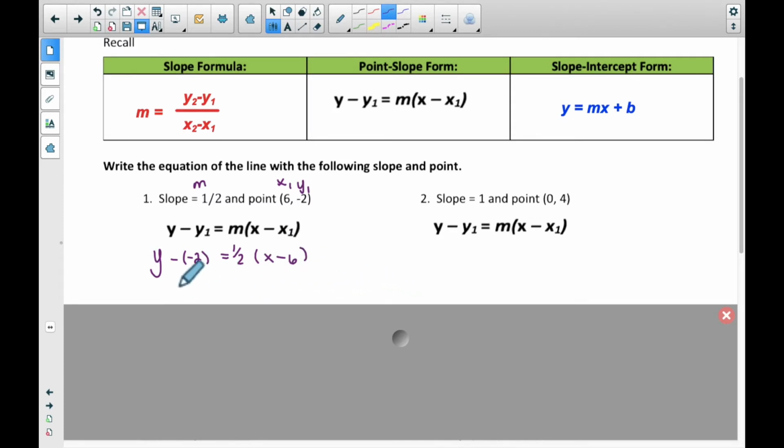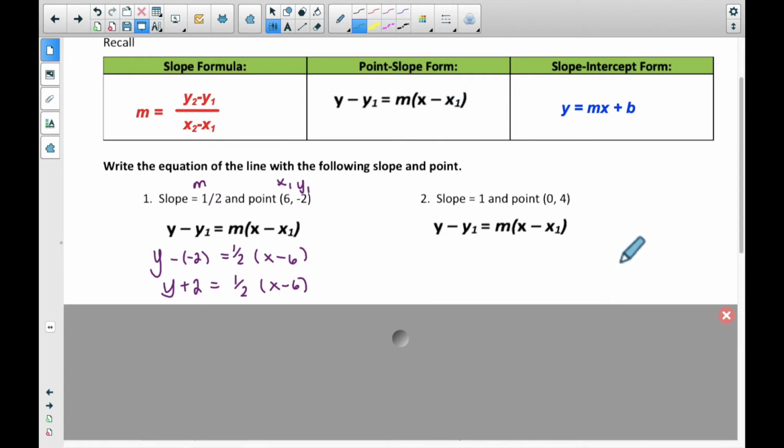Now there's one little thing I'm going to do, and that is I'm going to make that minus negative. We take those minus negative signs and put them together and make a plus sign. So it's actually y plus 2 is equal to 1/2 times (x minus 6). Because remember, there's a minus sign in between here. Okay, not a plus sign, but a minus sign. Okay, let's do one more example.